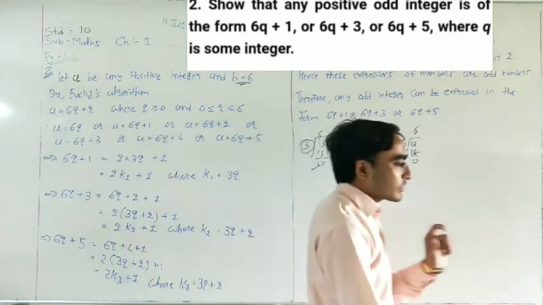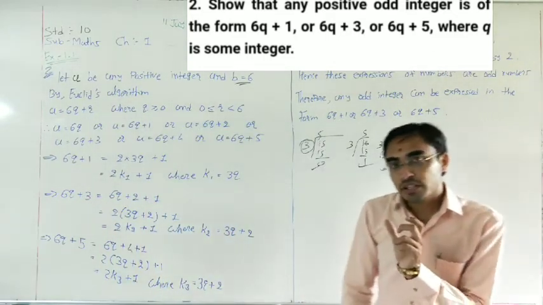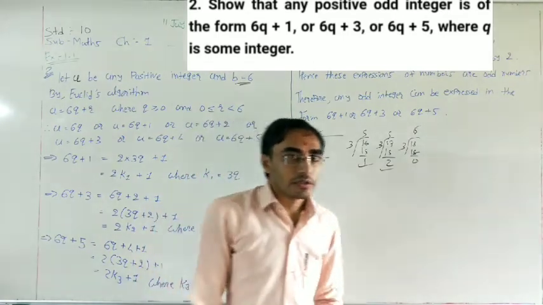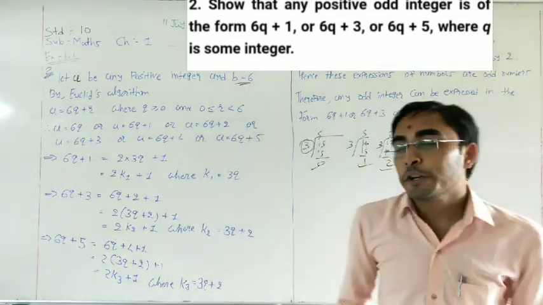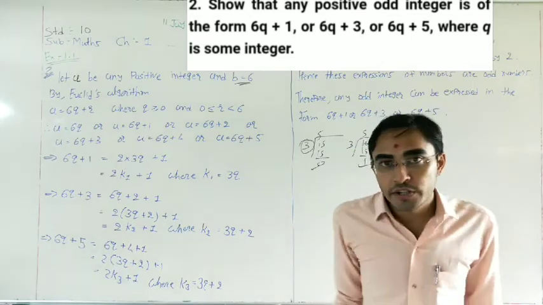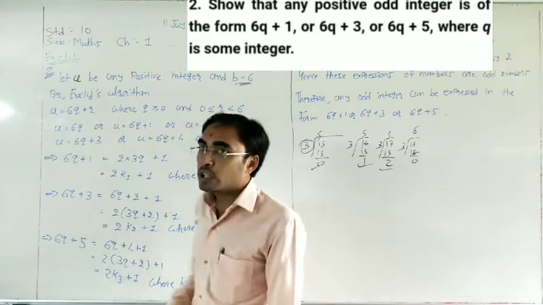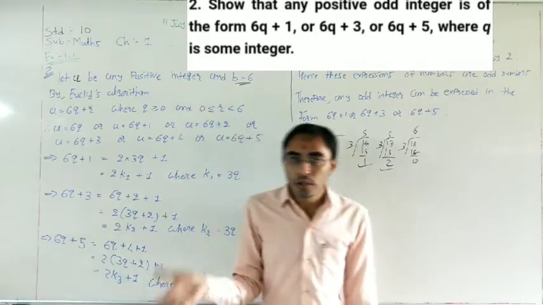But again, there is one statement in the question: show any positive odd integer. We only need to prove it for the odd integer. So we only want odd integers here.